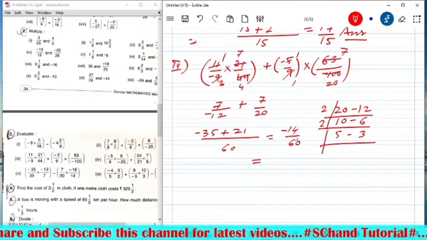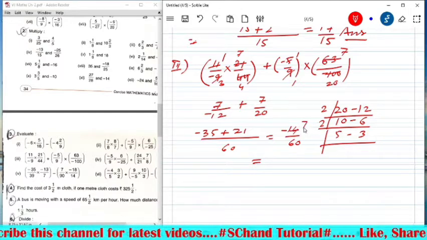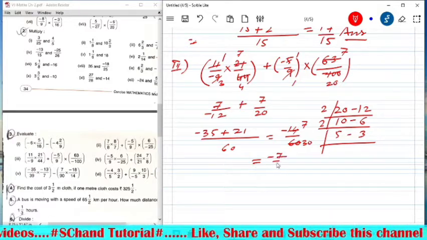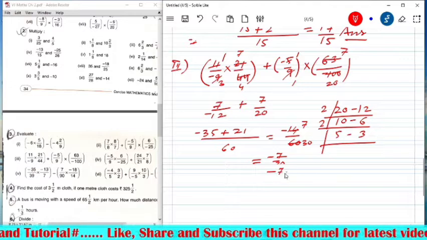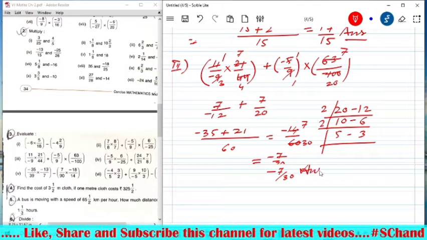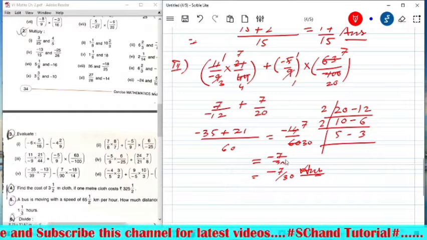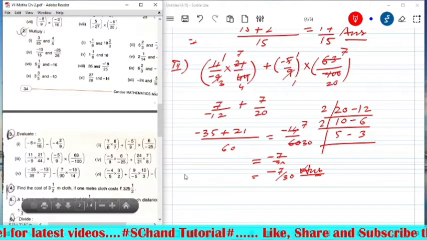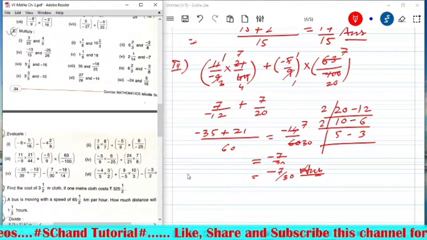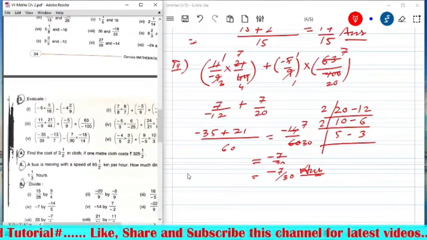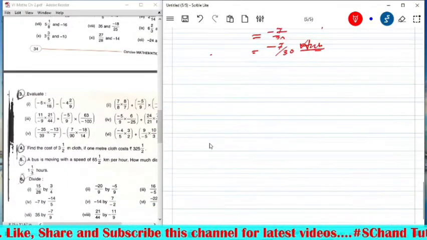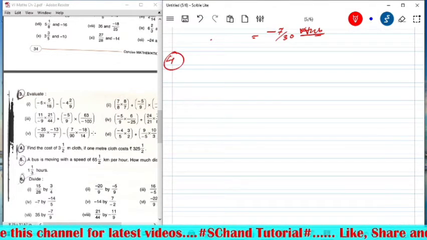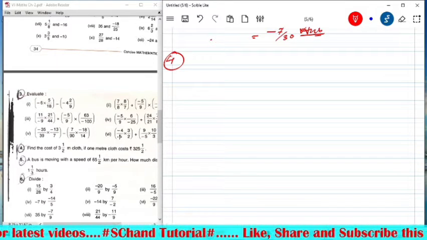So minus 14 over 60, it is coming in the same table also. We can divide this also. 7 2s are 14, 30 2s are 60. So it is minus 7 over 30. Minus 7 over 30, so this would be the answer. So this is how you can solve the other parts also. All the parts are just the same. The other parts will be homework, to be solved in the same manner.